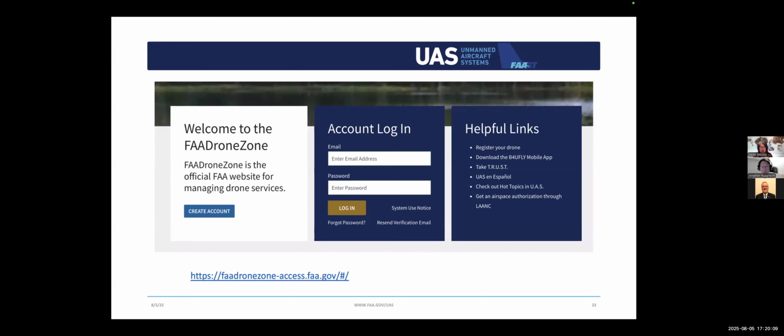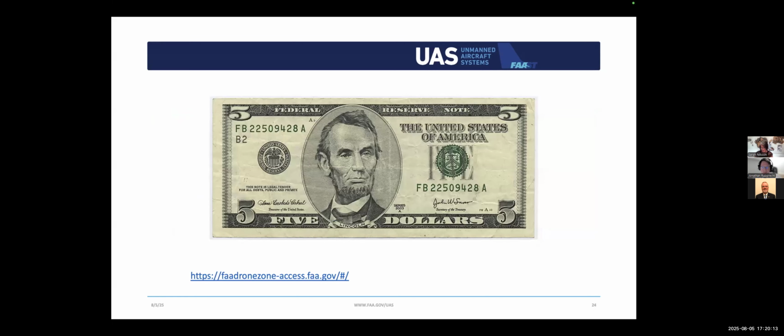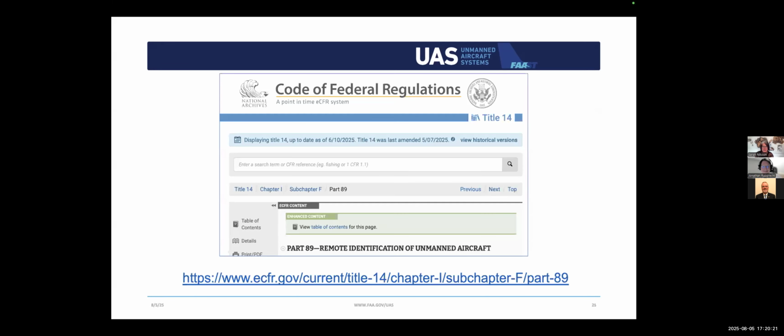And like I said, you want to be on the commercial side for this. Awesome. The registration is a cool $5 and it's good for 3 years under Part 107. All right. So here is the remote ID rule, Part 89. Remember that you need remote ID for all of this stuff.